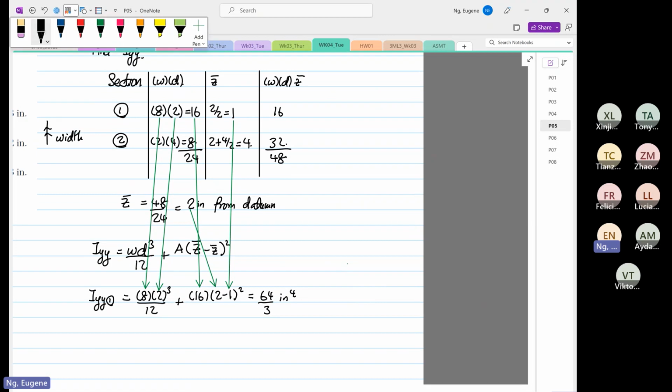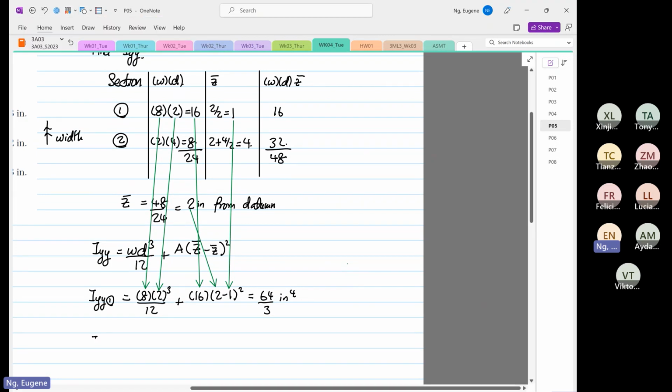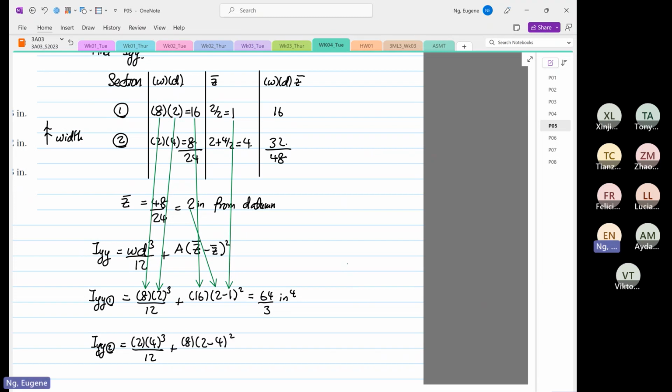Okay. So the next one is IYY2. Again, I'm not looking at the figure. I'm looking at the table. Okay, so you have 2, 4 cubed over 12 plus 8, 2 minus 4 squared. Okay, so this will be equal to 2 times 4 power 3 divided by 12 plus 8 times 2 squared. The answer is 128 over 3.